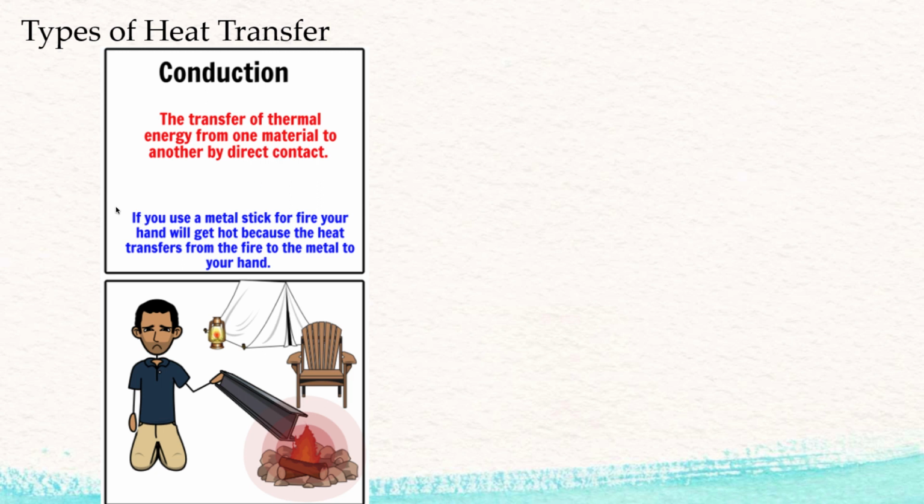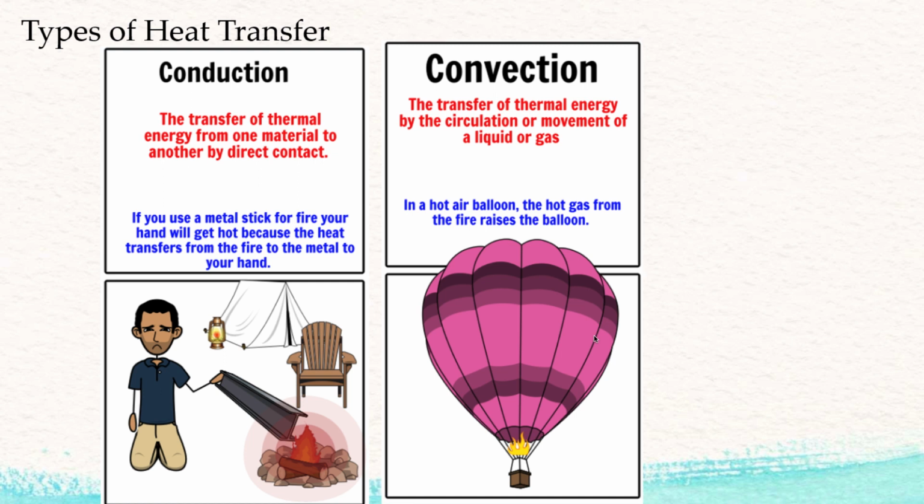If you were to use a metal stick for your fire, your hand will get too hot because of the heat. It transfers through the metal to your hand. That's why usually people poke the fire with wood. It doesn't travel as well on wood. But there is a direct contact from the heat to the metal to your hand. That's conduction.